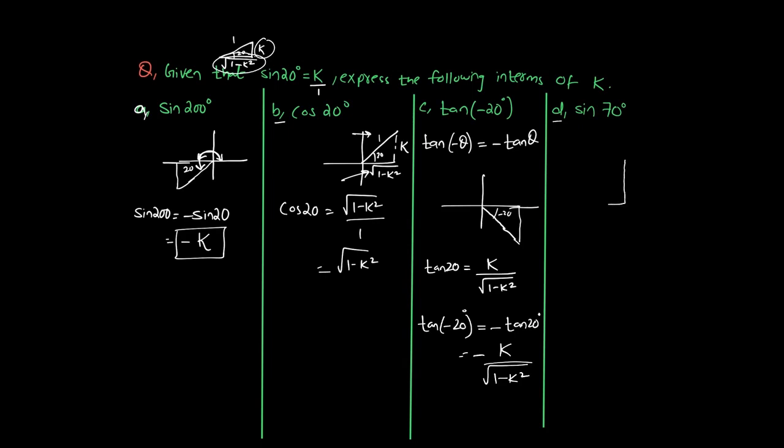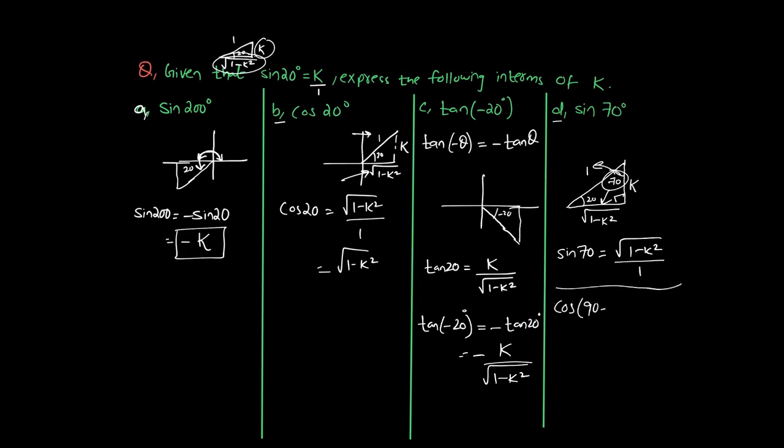In the fourth part, you are being asked sine 70. So you see, if you have a right angle triangle and this is 90 degree and this is 20 degree, this angle comes out to be 70 degree. So sine 20 was equal to k, which is k over 1, and the adjacent came out to be square root 1 minus k square. So considering this angle 70, sine of 70 would be opposite over hypotenuse, square root 1 minus k square upon 1.